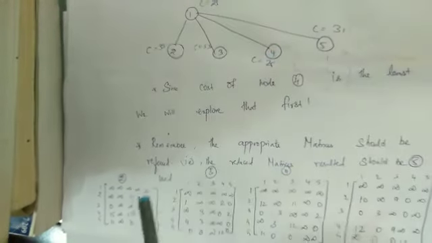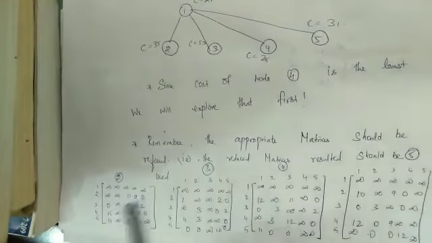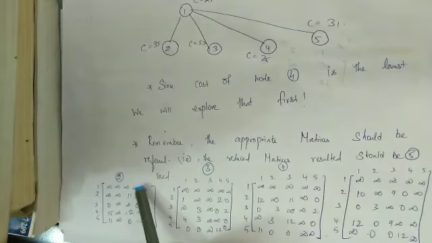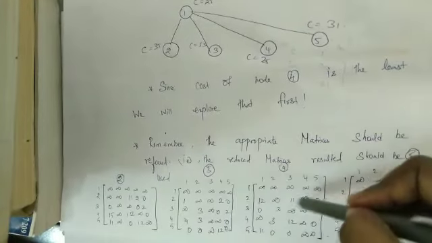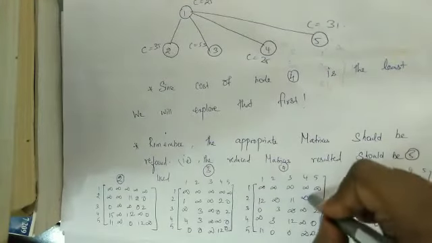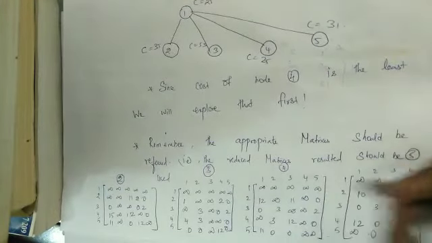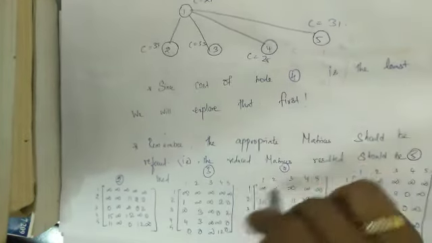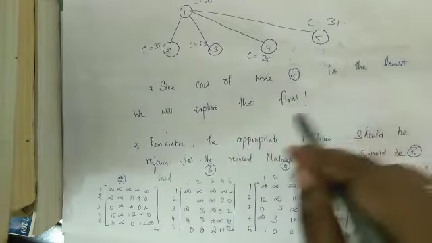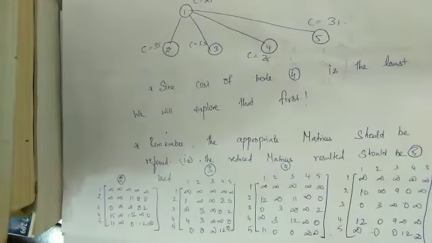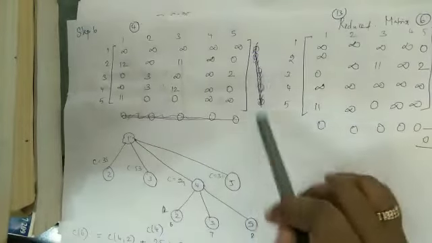So these are the matrices I've given for your reference. This was the reduced matrix we got while calculating the cost of node 2, and this is the reduced matrix we got while calculating the cost of node 3, and this is the reduced matrix we got while calculating node 4, and this is for 5. Now we have to use this matrix while we explore the rest of the path cost. Sorry for the confusion here.